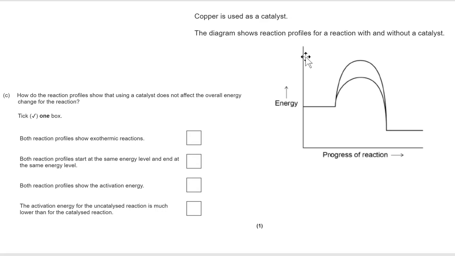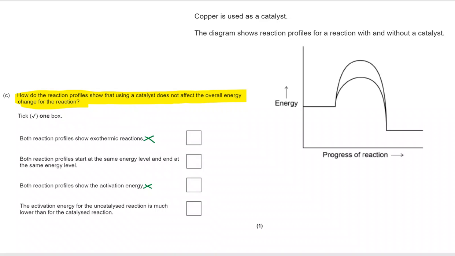On to part C, copper used as a catalyst. The diagram shows reaction profiles for a reaction with and without a catalyst. Now you've got to read the question carefully here. How do the reaction profiles show that using a catalyst does not affect the overall energy change for the reaction? Well, if we go through, both reaction profiles show the activation energy. They both do, but that doesn't tell us anything about the overall energy change, which is what energy the reactants hold compared to what energy the products hold.